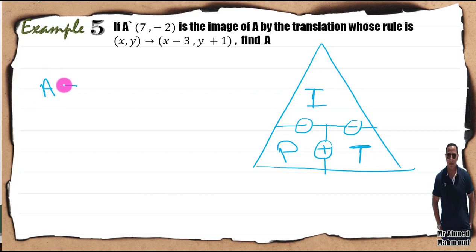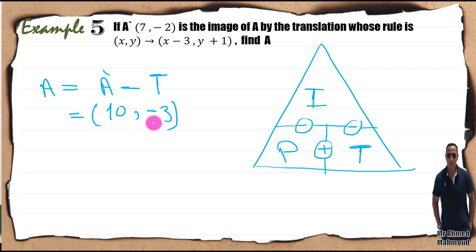So A equals A dash minus the translation. It is 7 minus 3, again 7 minus 3 equals 10. And negative 2 minus positive 1, again negative 2 minus 1 equals negative 3. So A finally equals 10 and negative 3.